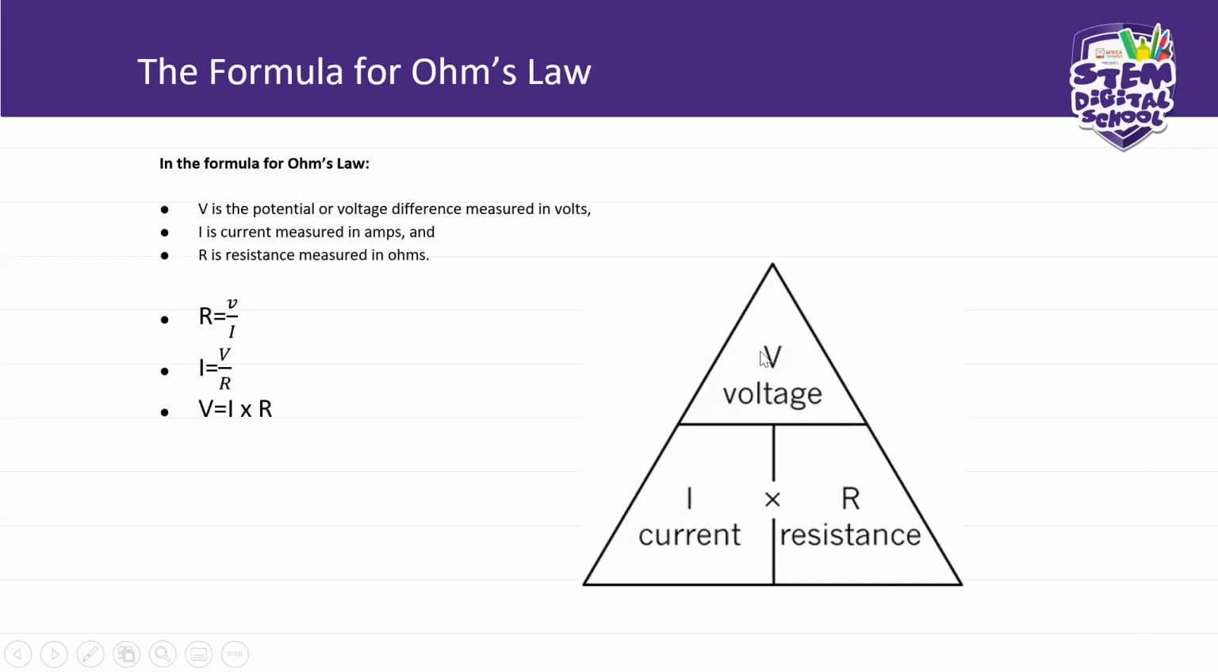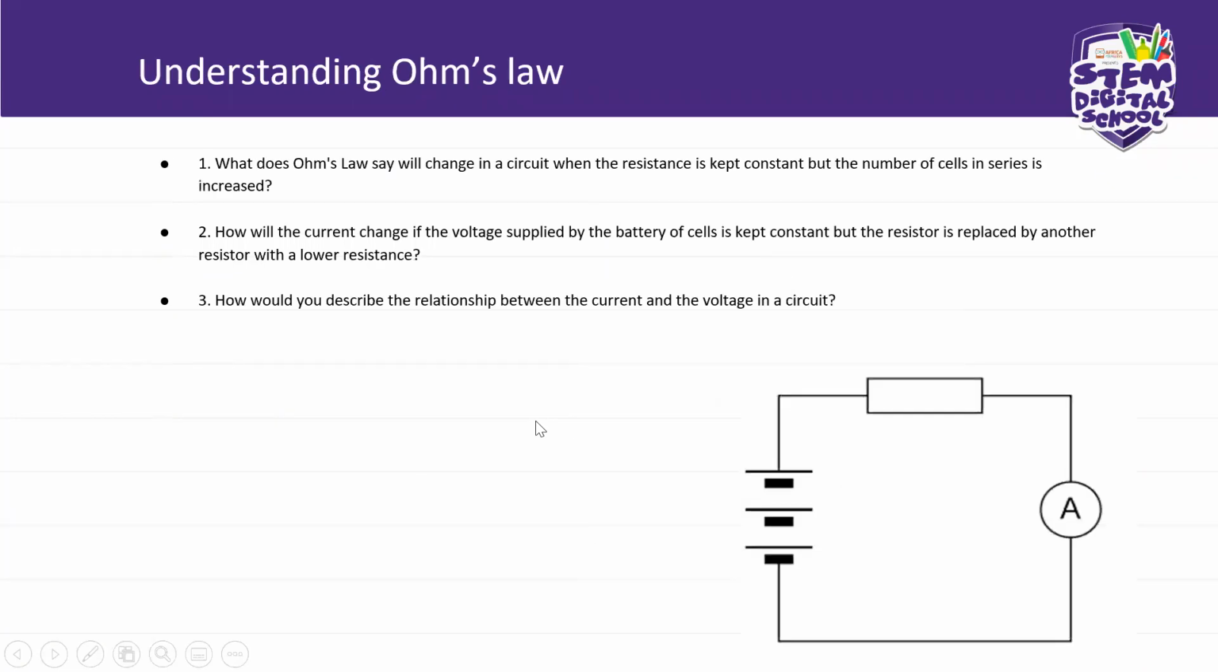Current equals voltage divided by resistance. Resistance equals voltage divided by current. And voltage equals current multiplied by resistance. So always remember this. Okay. Now I'm just going to revise again with you the understanding of Ohm's law.